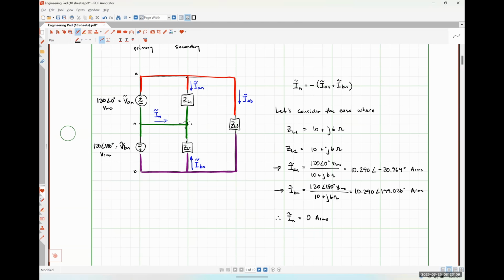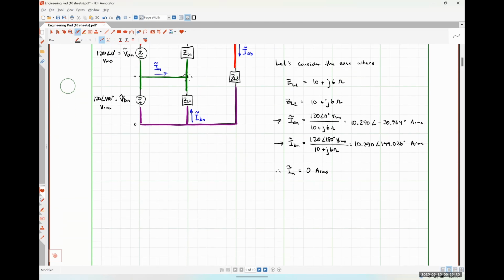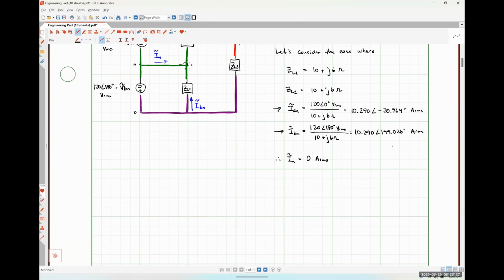Effectively, what we're going to wind up finding, and I'll prove this here in a moment, is that the neutral conductor is going to wind up carrying any imbalance that we see in our system. Okay. So let's consider another case really quickly. I'll do this over here on the left.